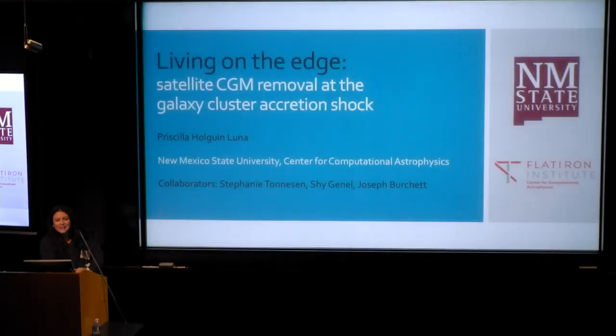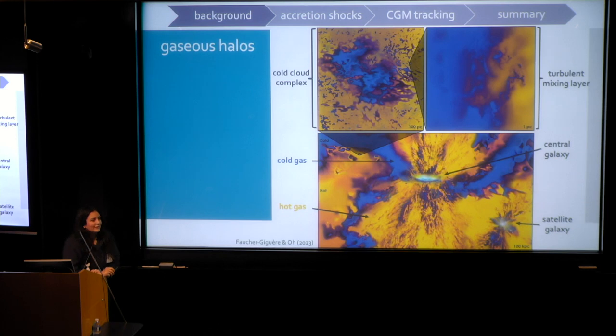Hi, everyone. I'm Priscilla Olguin Luna. I am a PhD candidate at New Mexico State University. I'm working with Joe Burchett there. And my time here at the CCA has been spent working with Stephanie Tonneson and Shai Ganel, focusing on the CGM around satellites in TNG and tracking any stripping that might be occurring at the outer accretion shock in galaxy clusters. Let's talk about galaxies.